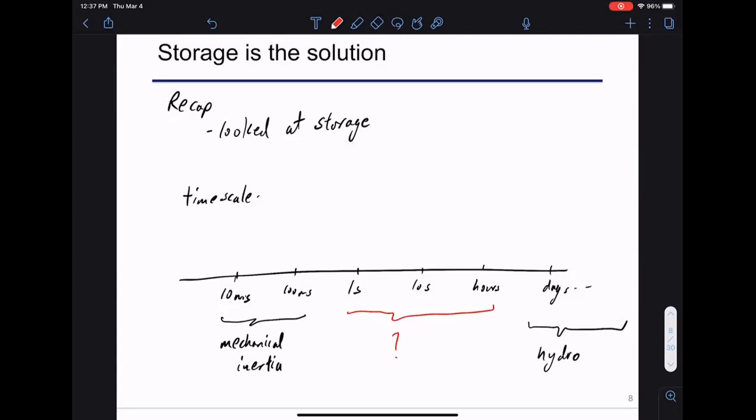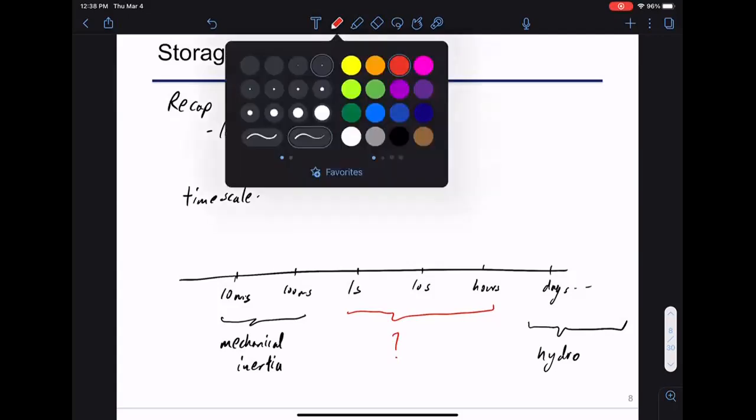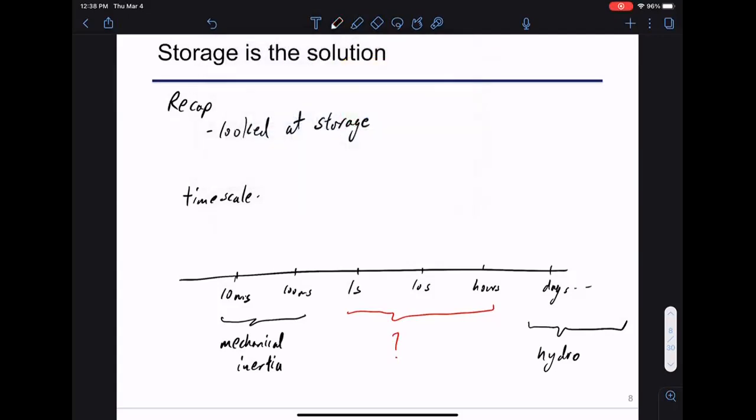When we talk about storage in the last few lectures in this class, think of this time scale from a second to say a few hours. What kind of technology do we have here? And what kind of applications do we want them to serve? Any questions about this, or the time scale?